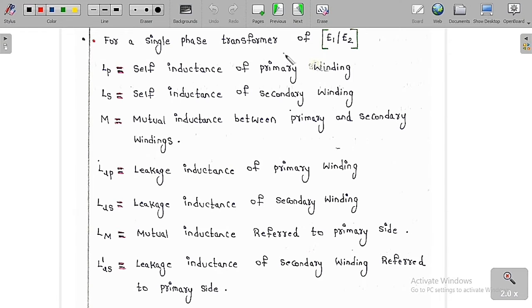So for a single phase transformer of E1 by E2, E1 is the RMS value of the EMF induced in the primary, and E2 is the RMS value of the EMF induced in the secondary. These are basically the rated values.